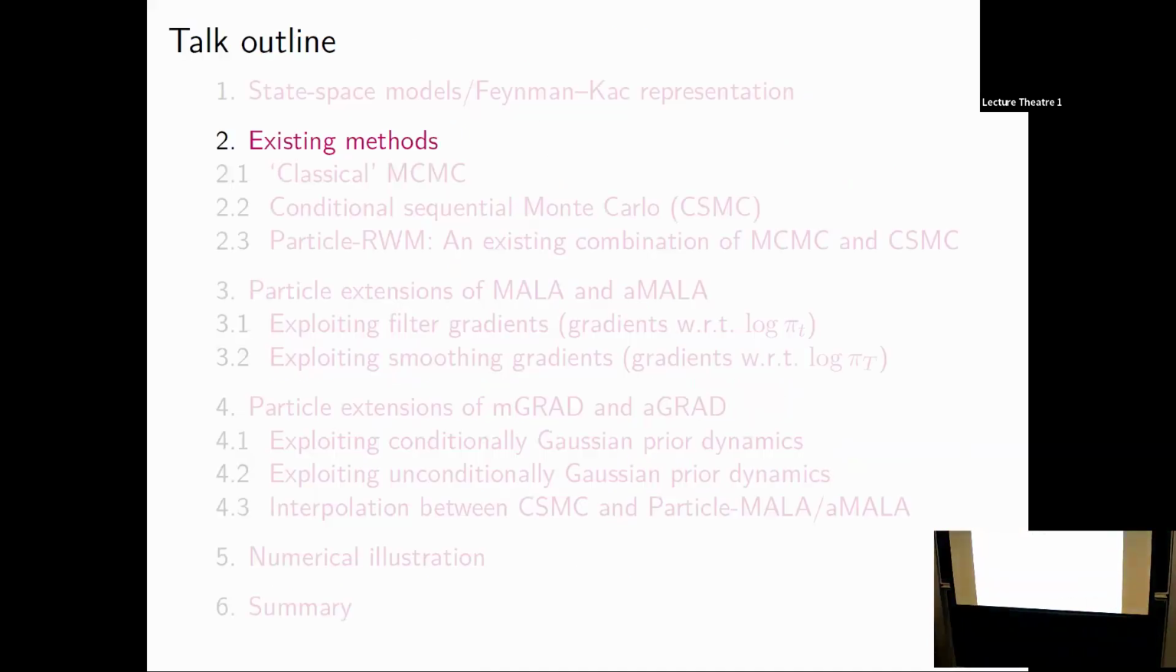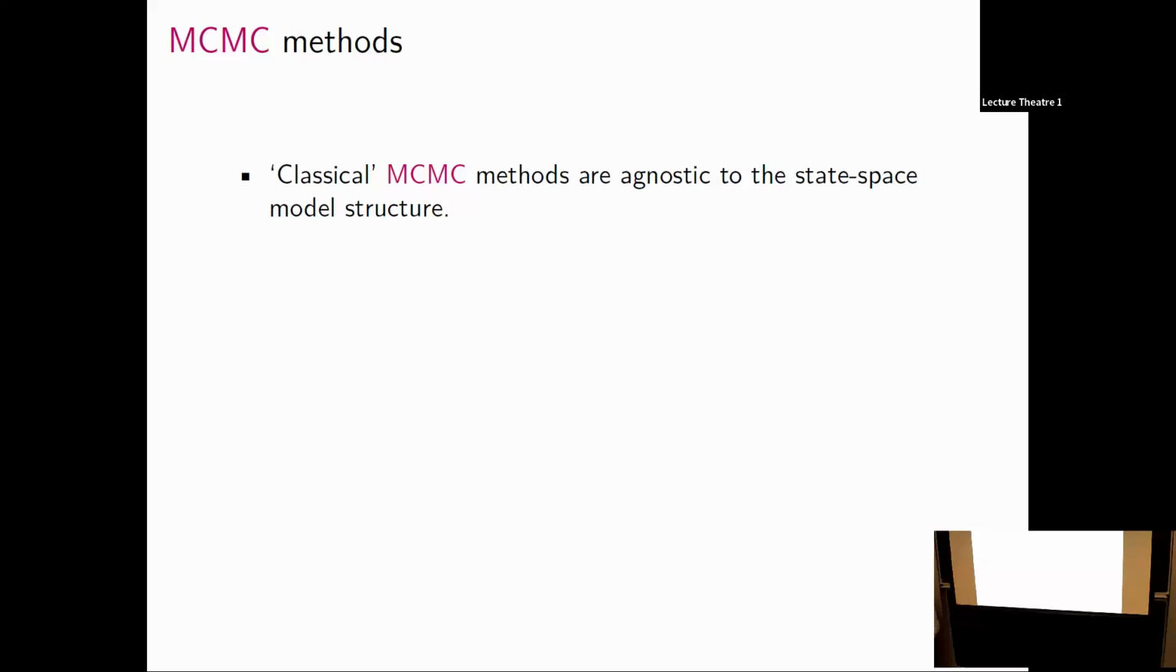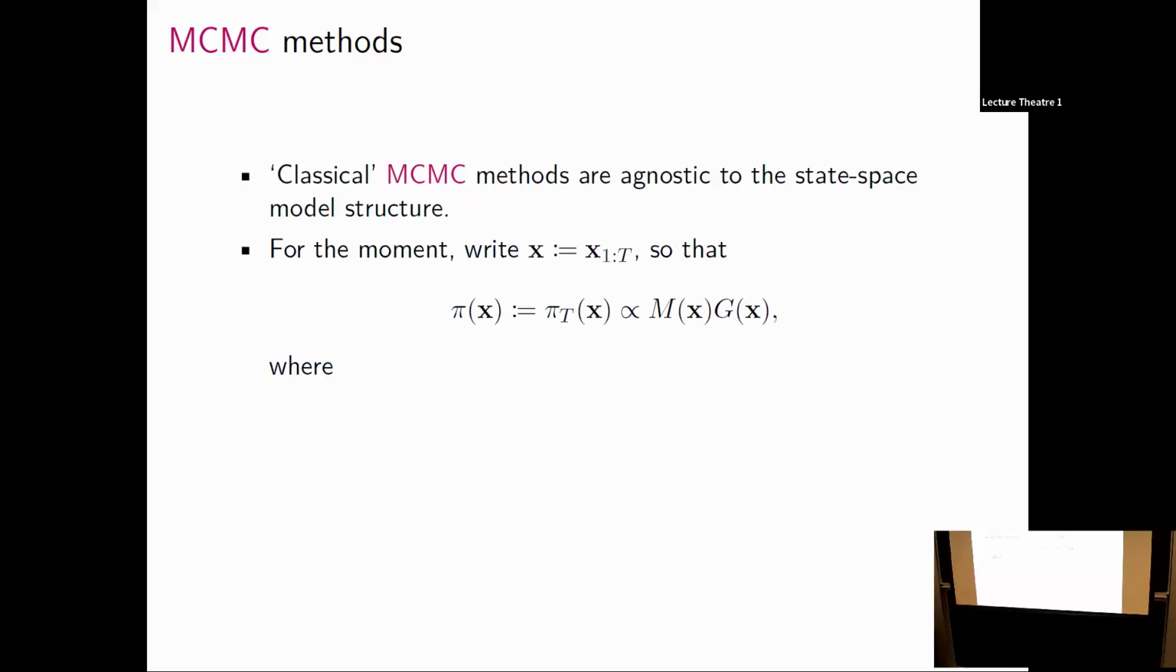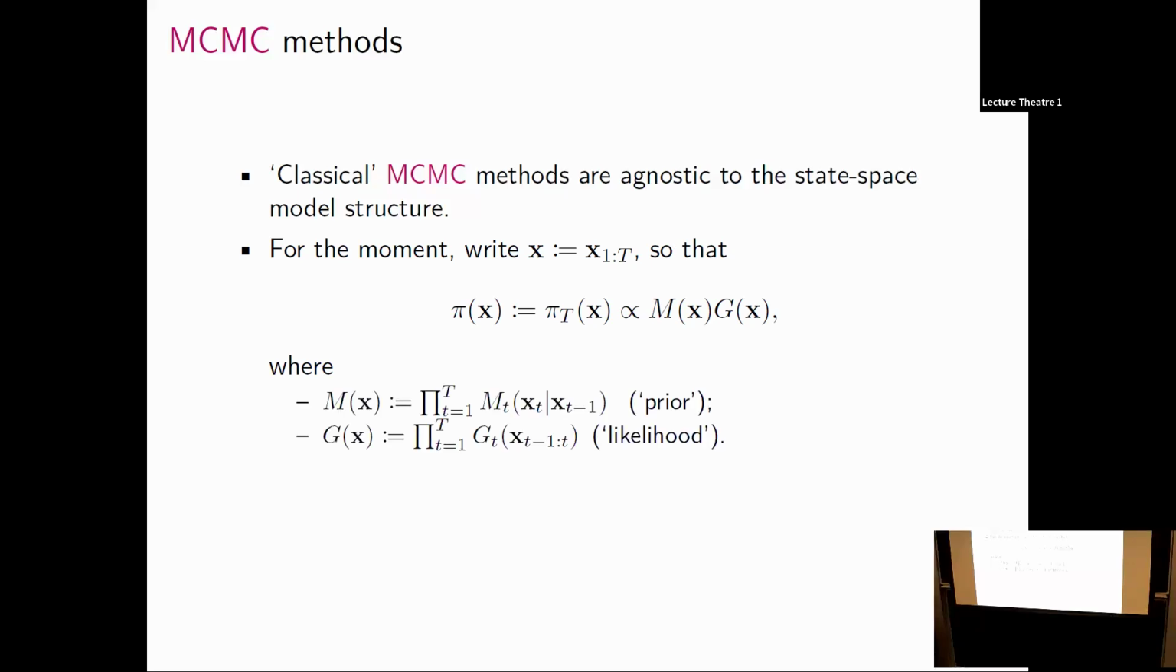There are three methods that I want to talk to you about that exist for dealing with this problem. The first one is classical MCMC. By classical MCMC, I really just mean MCMC methods which are agnostic to the state space model structure. So for the moment, I will drop all the time subscripts, because the MCMC methods I'm going to talk about are not aware that we have this state space model structure. In this case, our problem is simply a distribution pi, which is proportional to some prior m and some potential function, meaning likelihood g. And again, x might be high dimensional, because it's T times D dimensional.